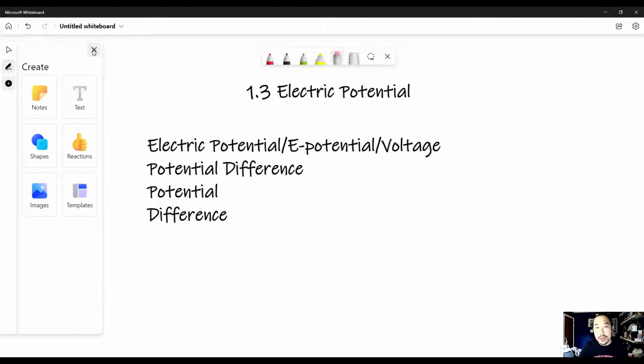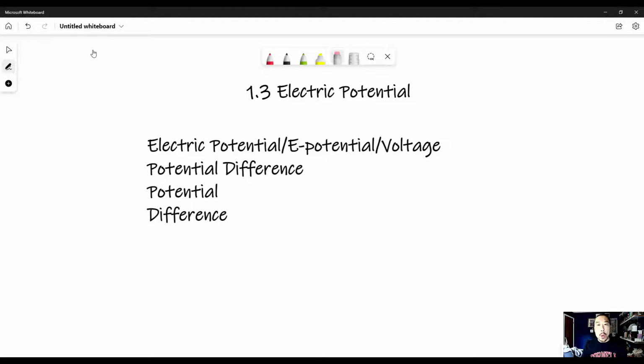In this video, we're going to go over electric potential. All right, so electric potential comes under the form of many different names. In front of you are a couple of synonyms that we might use for electric potential. It could be called electric potential, E-potential, voltage, potential difference, potential, or simply difference. But it's important to know that all of this means the same thing.